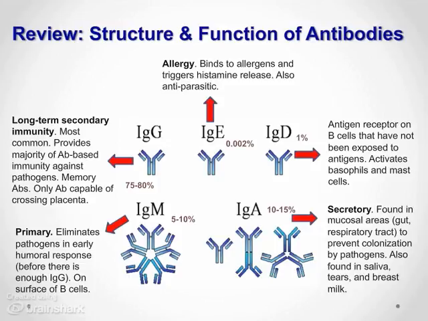IgA is present in mucosal areas and in secretions. IgM is involved in the primary or first immune response, and IgG is the most prevalent, constituting 75 to 80% of all antibodies and the majority of antibody-mediated immunity. IgG is involved in the secondary or memory response, and there are 4 subclasses of IgG that we will discuss later.